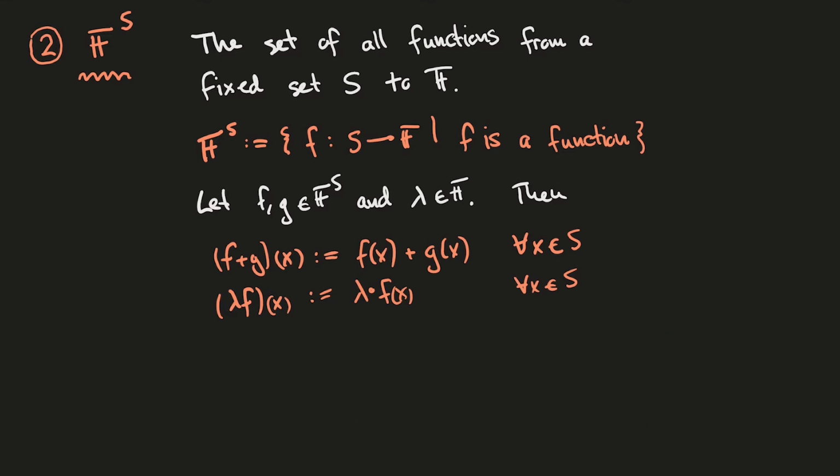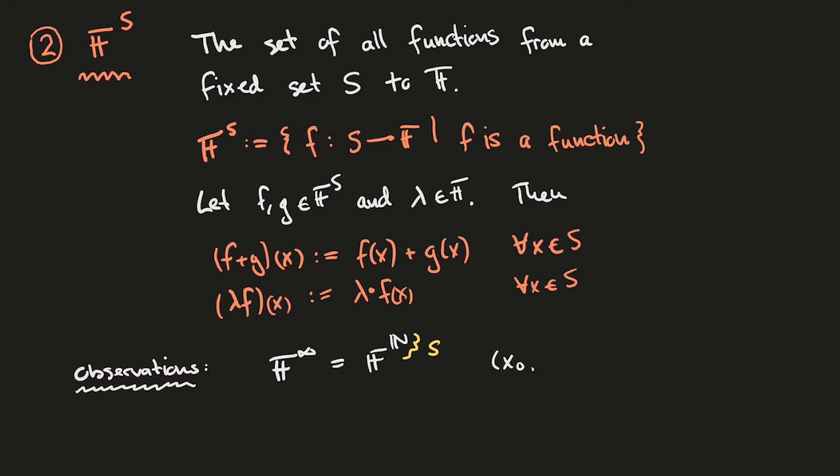Finally, we can make the following observations. We saw before that we can think of the underlying set of F infinity as the set of all functions from the natural numbers to F. And so now we see that this is just a special case of F^S, where we set S to be the natural numbers N. In fact, the addition and scalar multiplication defined above reduce to those that we defined for F infinity in this special case.